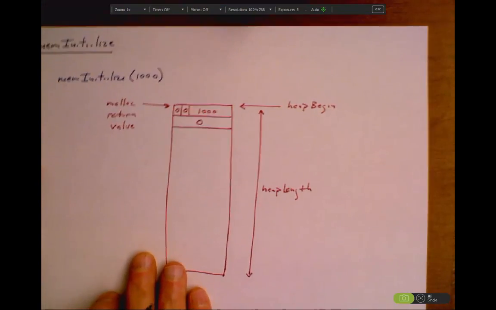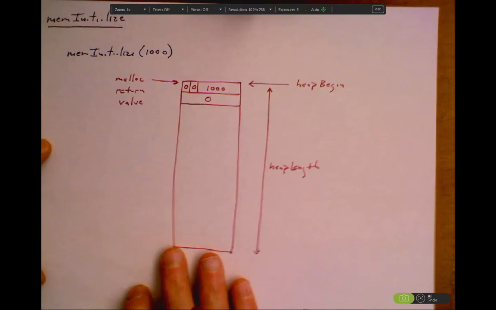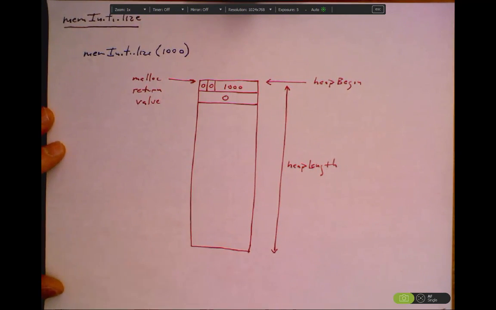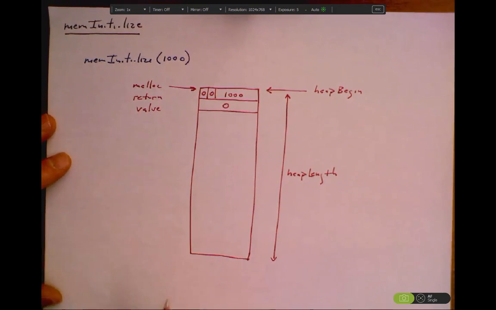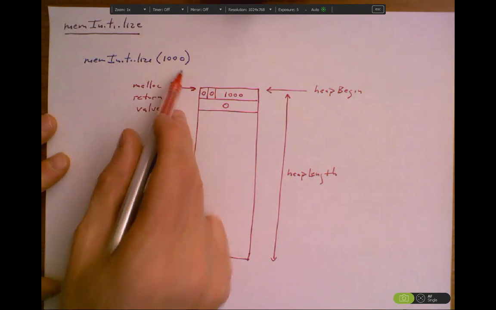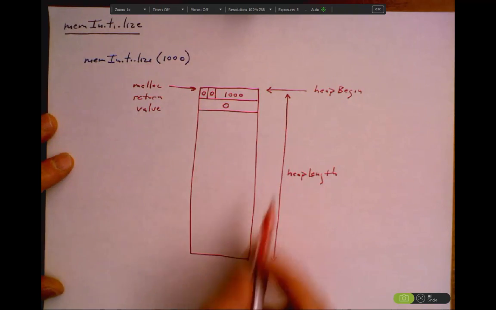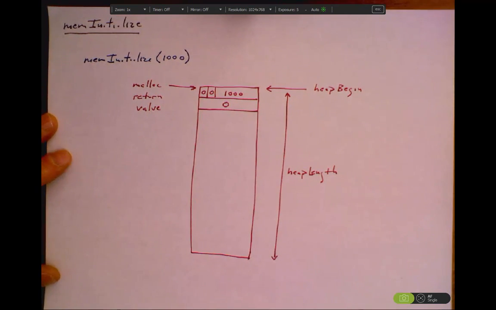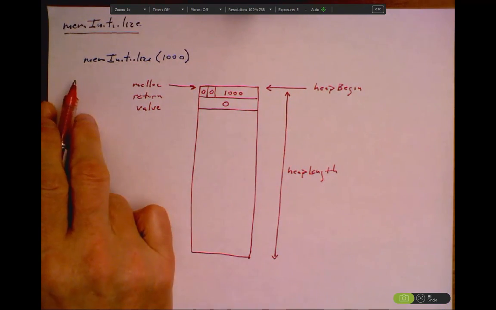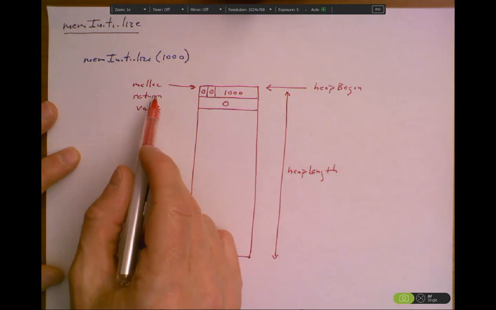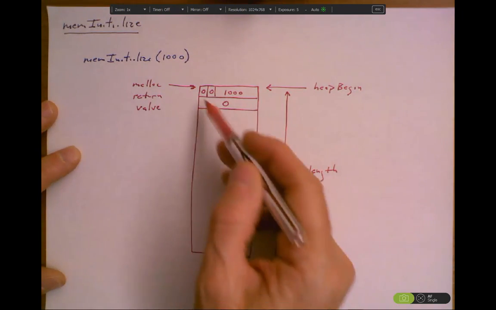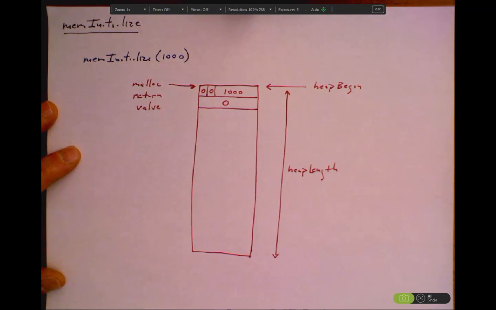So let's look at an example here. Say I call mem initialize with 1,000. Let's think of it as 1,000 32-bit words. Let's assume these are all 32-bit words here. So mem initialize, my implementation is going to call malloc. It's going to give me a pointer to a block of 1,000 words.